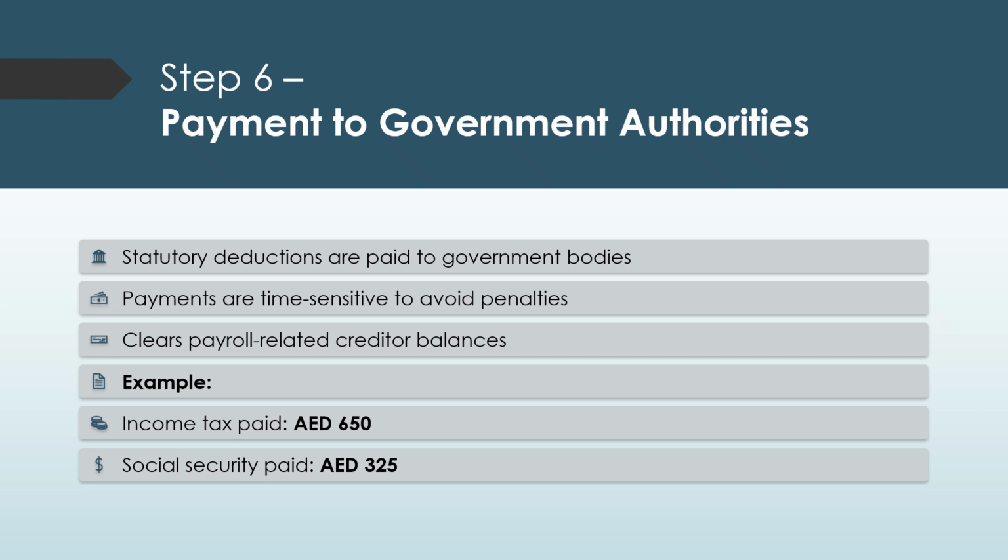After paying employees, the company must also pay deductions to the government. These include income tax and social security contributions. These payments must be made on time to avoid penalties and legal issues. Once paid, the related liabilities are cleared from the books.